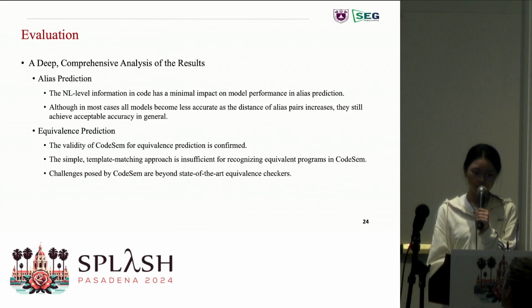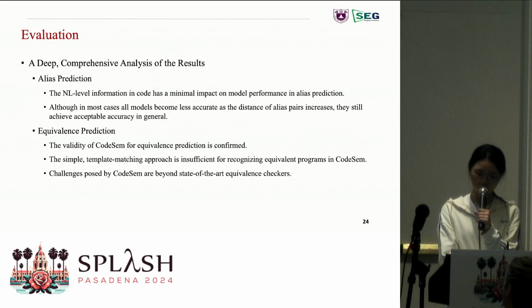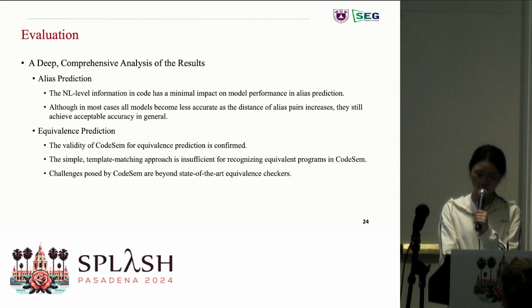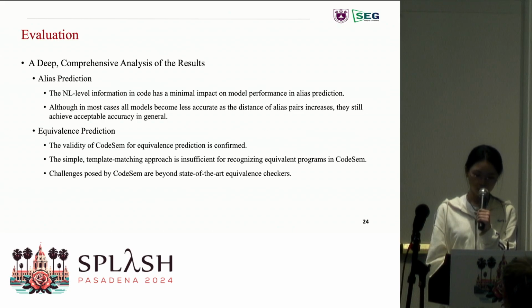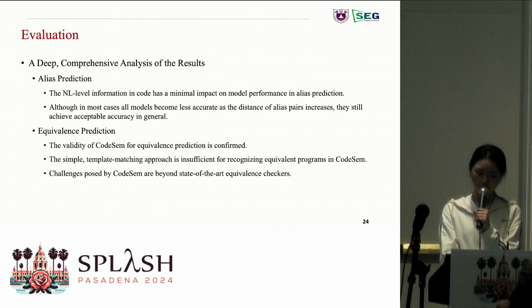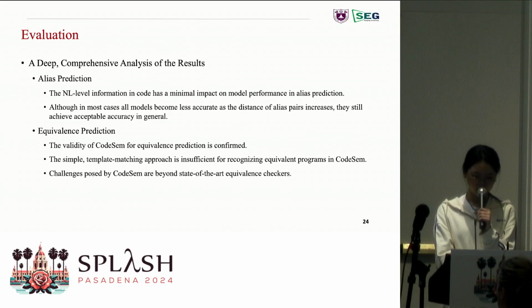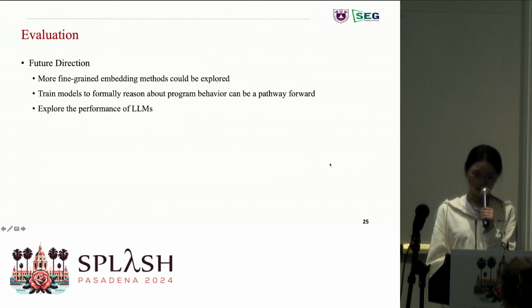We also conduct an in-depth analysis to gain insight into models' ability to solve alias and equivalence prediction. For alias prediction, we find that the NL level information has a minimal impact on model performance. And although in most cases, all models become less accurate as the distance of alias pairs increases, they still achieve acceptable accuracy. For equivalence prediction, we first select a classic clone detector to confirm the validity of CodeSem for the equivalence prediction task. And we find that the simple template matching approach is insufficient for recognizing equivalent programs in CodeSem. In the end, we select 3 state-of-the-art equivalence checkers and expose the challenges posed by CodeSem that are beyond them.